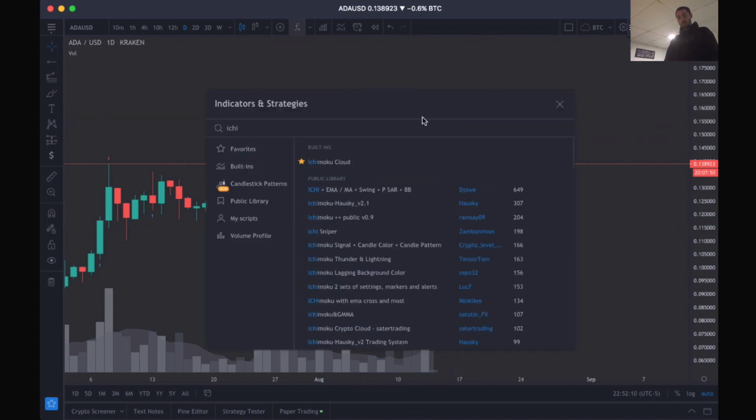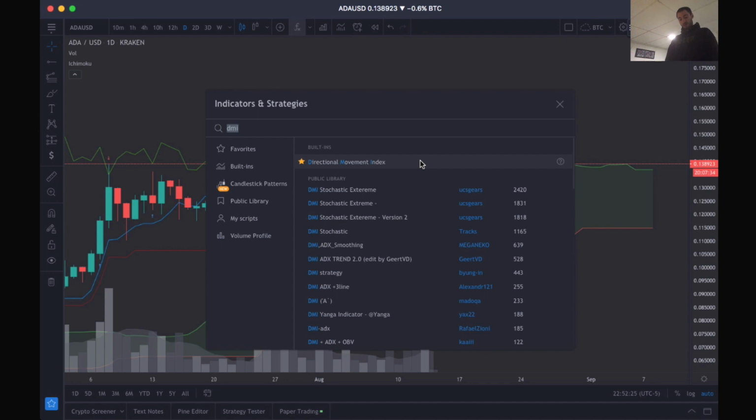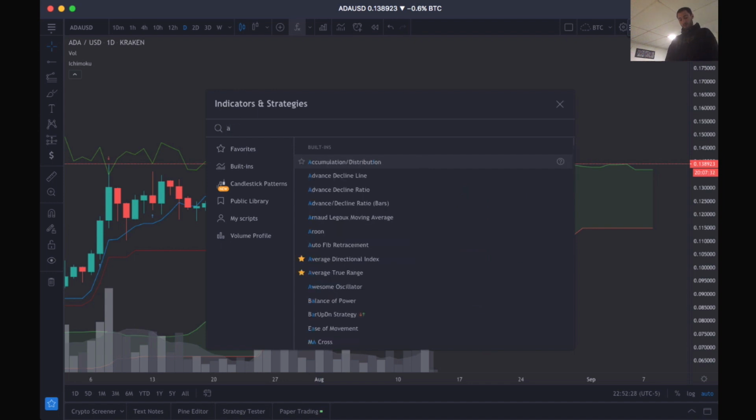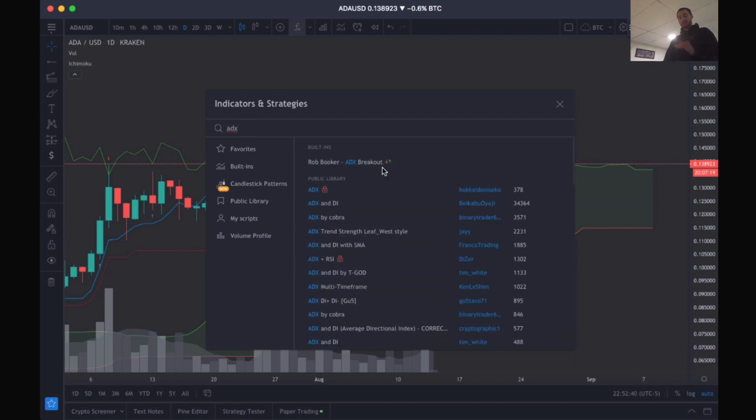So the first indicator I'm using is the Ichimoku Cloud. It's a really ugly indicator, but I'll show you how to make it look better. The second indicator that I use is the ADX. Now, it's called the DMI in TradingView, or the average directional index is the built-in version. But I need a line built into it that is measured at the 20 line, and I'll show you why here in a second. So this one right here, I'm just going to put a star next to it. It's in the public library.